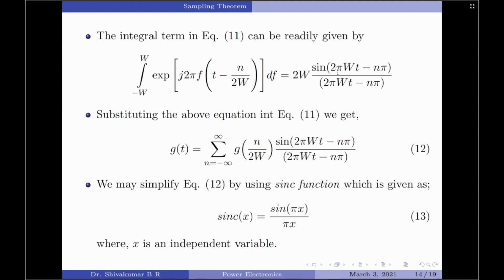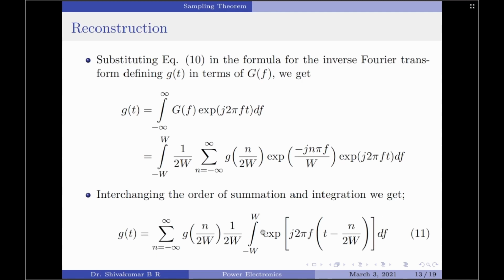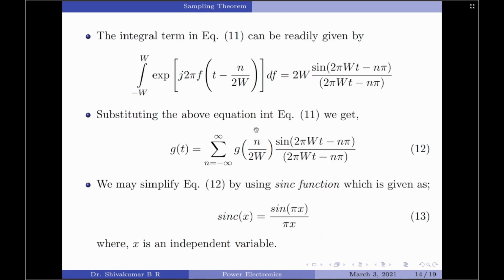Now, what is written here is 2w multiplied by sine of 2 pi wt. In equation 11 you should note there is already a 1 by 2w term. So, we will cancel out 1 by 2w and the 2w here, and that is why equation 12 does not have the 2w term involved.